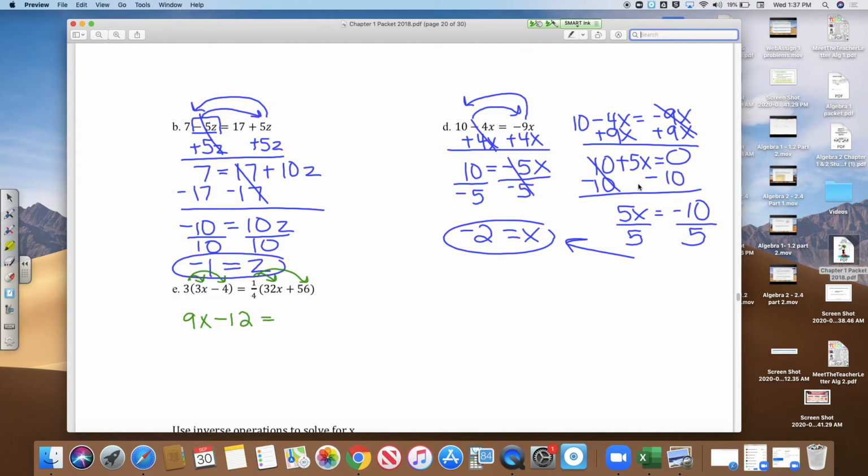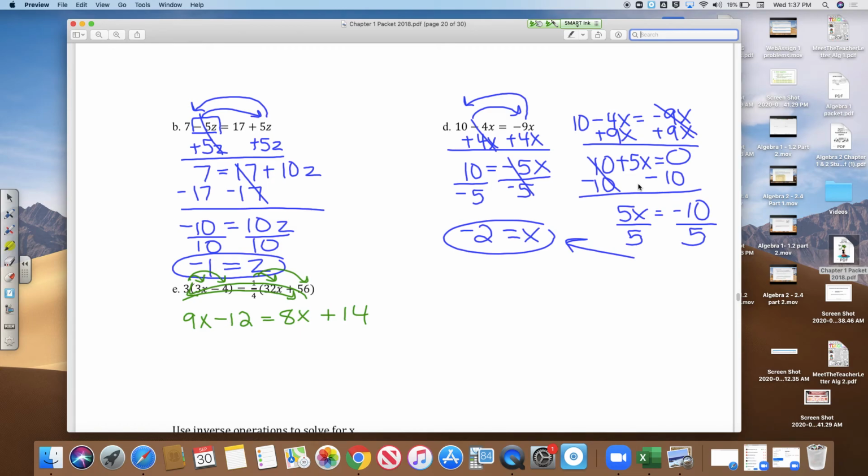And then you're going to be using the fractions, and that's okay. 1/4 times 32x. You can do 1/4 times 32 in your calculator and get 8. And then it's going to become an 8x since that has a variable. And then 1/4 times 56 is 14. Now I'm left with variables on both sides. You can either move the 9x over here or the 8x over here. It's up to you.